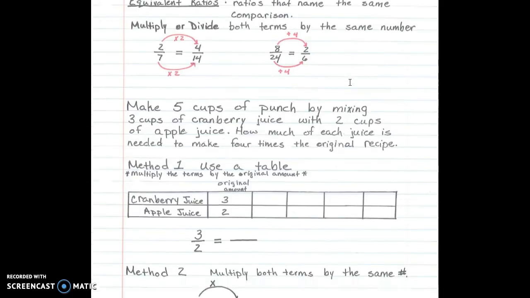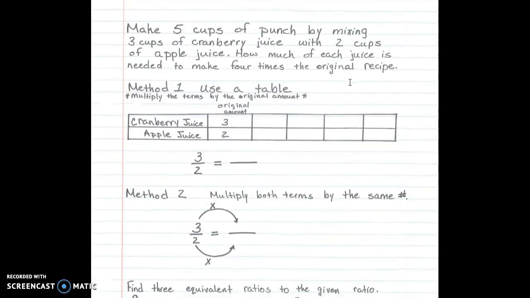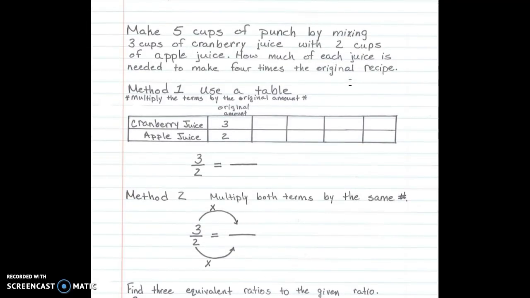Let's look at an example of this. If we make 5 cups of punch by mixing 3 cups of cranberry juice with 2 cups of apple juice, how much of each juice is needed to make 4 times the original recipe? So with our first method, we can use a table.